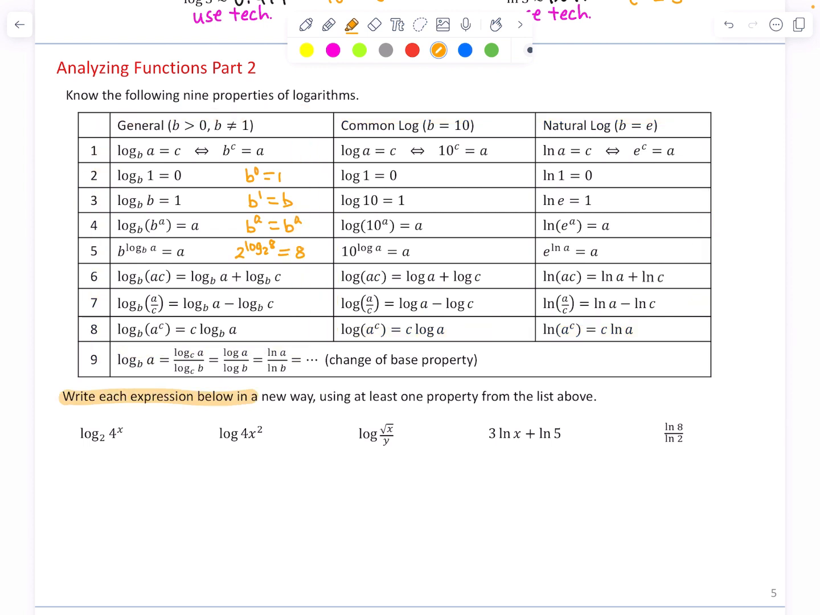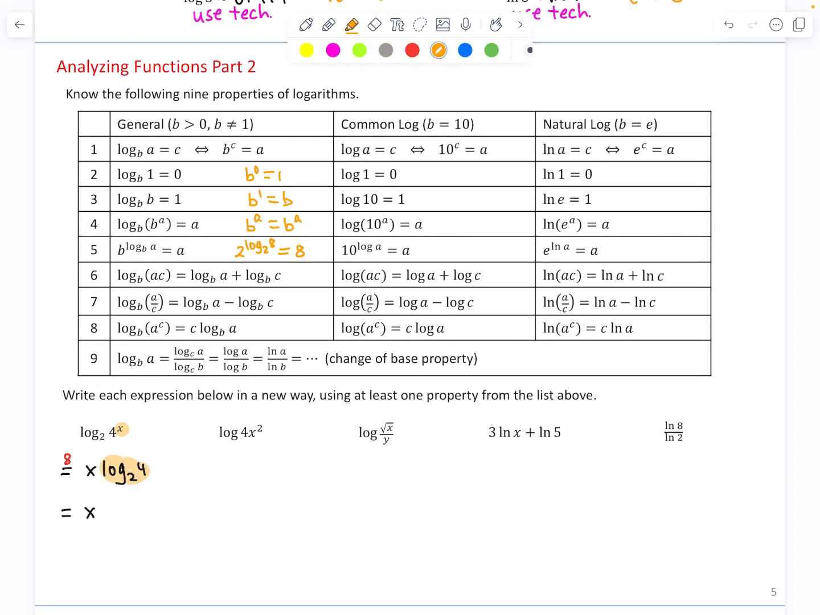Now write each expression below in a new way using at least one property from the list above. Now I'm going to use this numbering system for the properties in my notes to indicate which property I'm using and when. So in this first case, I have log base 2 of 4 to the x. The 2 and the 4 don't match, so that makes me think use property 8, in which case I can take this x and bring it down as a coefficient. So this will be equal to x times log base 2 of 4. And I'll put a little 8 above this equal sign to indicate which property I used.